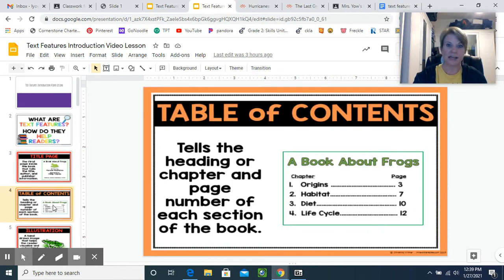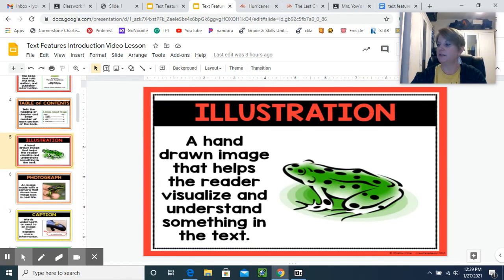All right. Our next feature is called a table of contents. I know you guys have seen this because in the stories that you've been doing with Miss Bolivar in phonics, you've seen the table of contents at the beginning of the stories, The Cat Bandit, and our new book. So we've used these several times. A table of contents tells the headings or the chapters and the page numbers of each section of the book. So this example in the book about frogs tells the different chapters and the page number that you can turn to find that chapter.